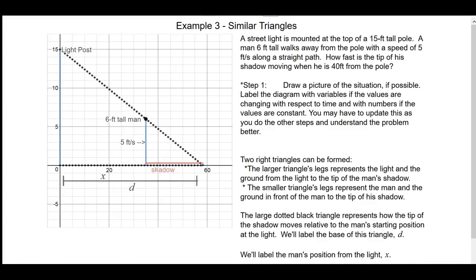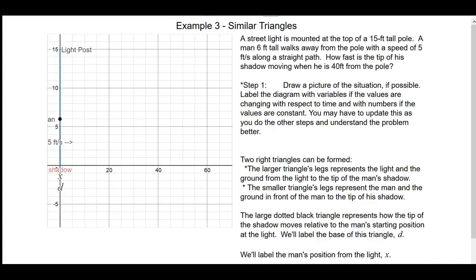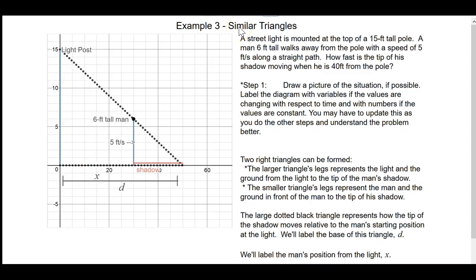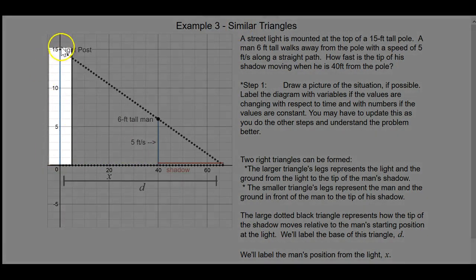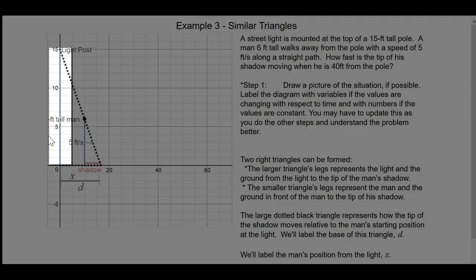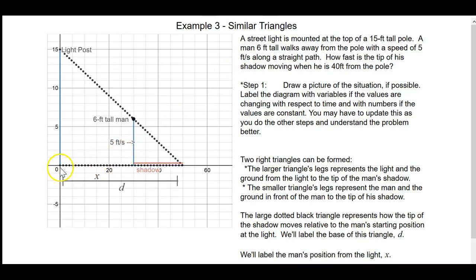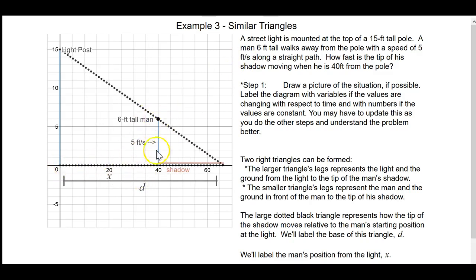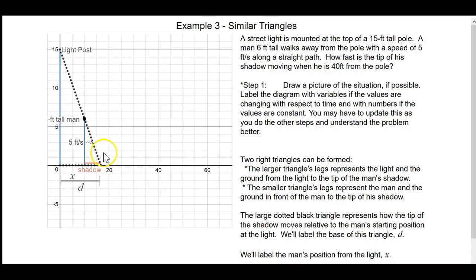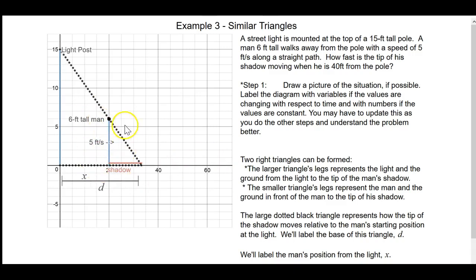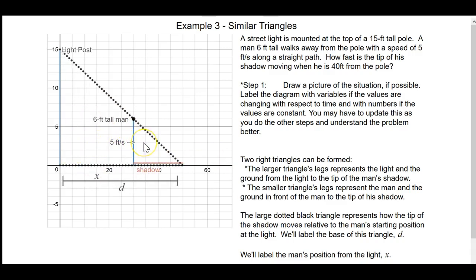Let's look at another example, and this example is going to involve similar triangles. A streetlight is mounted at the top of a 15-foot tall pole, the blue line along the y-axis. A man 6 feet tall walks away from the pole with a speed of 5 feet per second along a straight path. So this little blue line segment is the man, and that segment is 6 feet tall. That's not changing. And he's moving to the right at 5 feet per second.